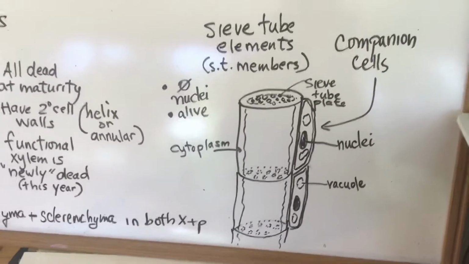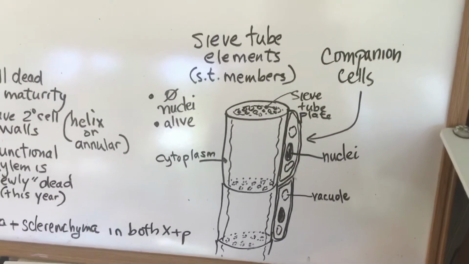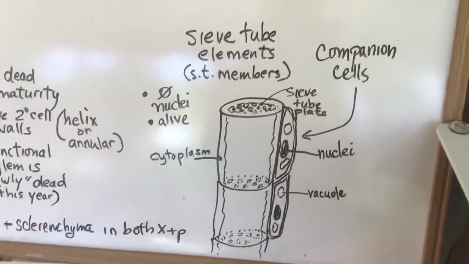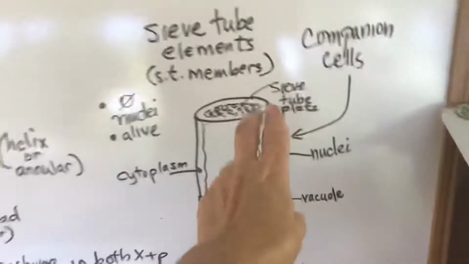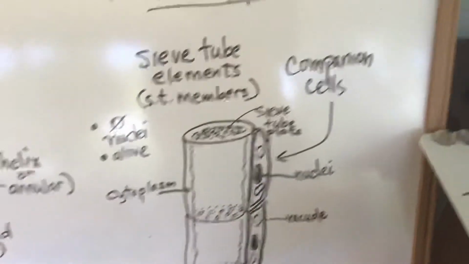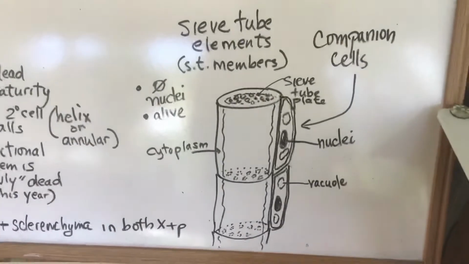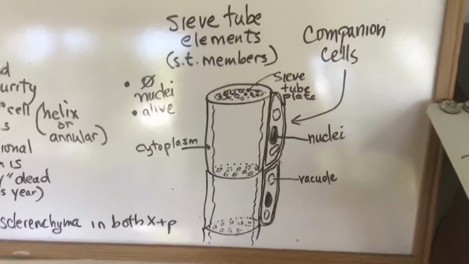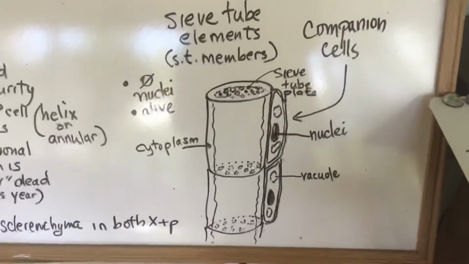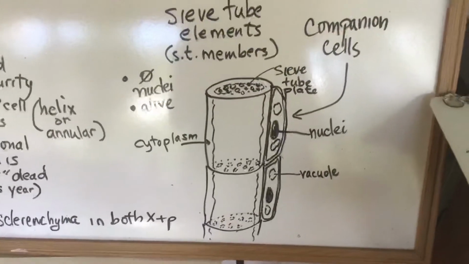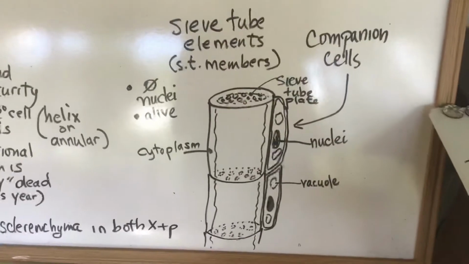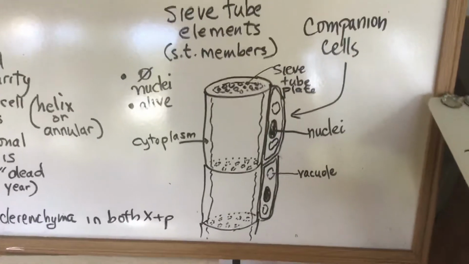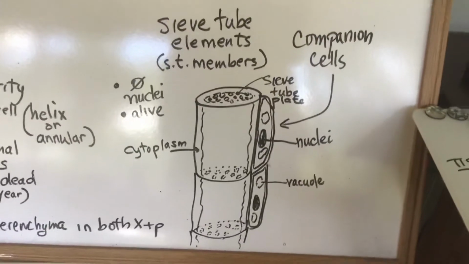Now, in this case, the sieve tube element has to be alive at maturity. The reason for this is that it has to be able to transport sugars into this lumen, that is the open space within the sieve tube element. So in order to do that, you have to have membrane, and you also have to have some nuclear function. You have to be able to have ATP and use that ATP to transport the sugars across that membrane. We haven't really talked about that much at all yet.